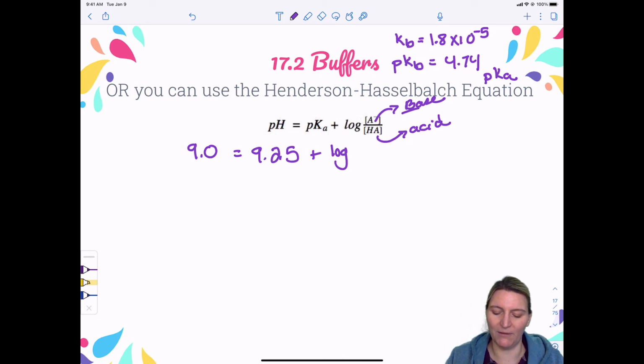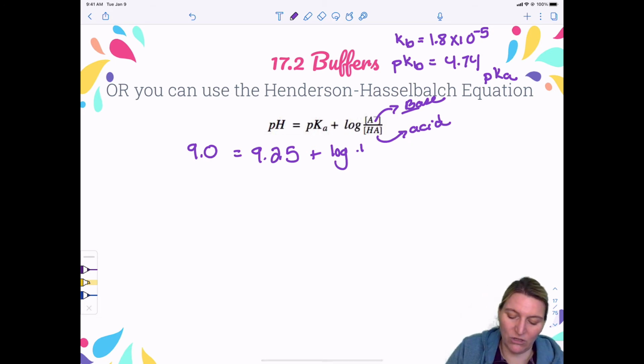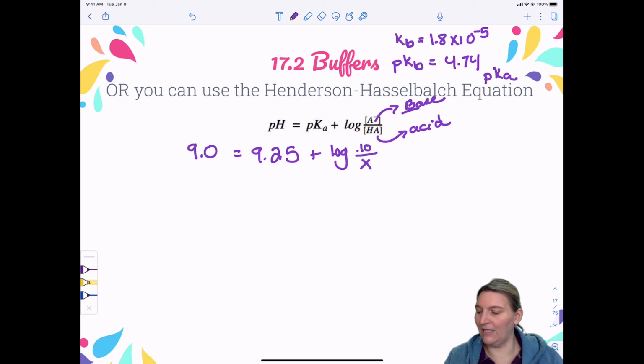But it's the base on top and the acid on the bottom. So in this case, I know the base concentration. That's 0.10. And what I want to find out is that number X. So how do I solve for that? All we need to do is solve this problem, but this is solving a problem with logs.